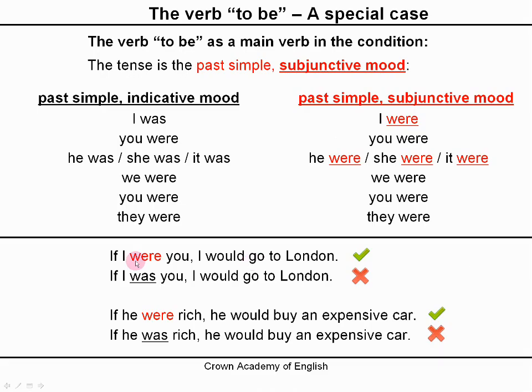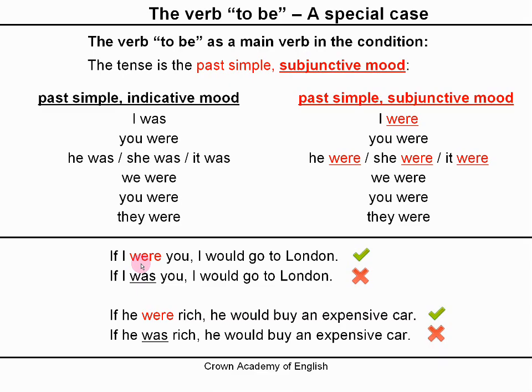And this structure, if I were you, I would go to London. This is a very useful expression when we are giving advice to somebody. We are saying what we would do if we were in their position. So for example, you could be giving advice to a friend and you could say, if I were you, I would become a doctor.